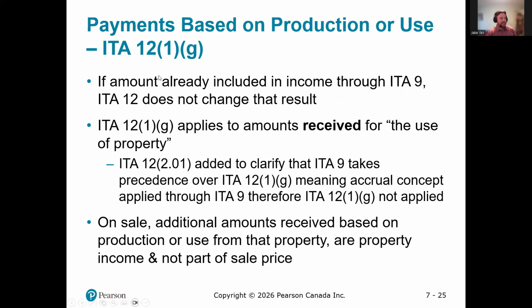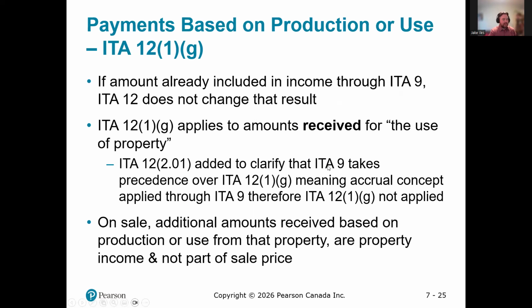If that's the case, if the amount's already included in income through our accounting records, Tax Act Section 12 doesn't change that result. If you've already accounted for the usage of the machine, then we'll just take it. If we haven't, we need to apply the amounts received for the use of property. So we've rented out our machine. They produced 4,000 soda cans. They need to pay us a certain amount based on that production. So this is just a section of the Tax Act to say we've collected money not based on rent, but based on production. And so that still needs to be recognized as property income.